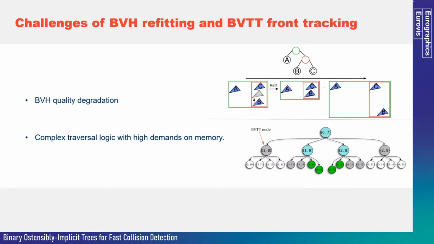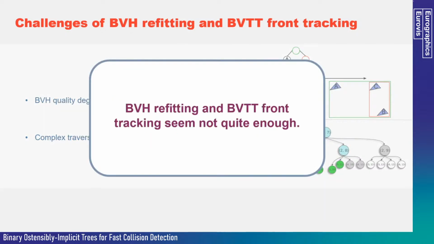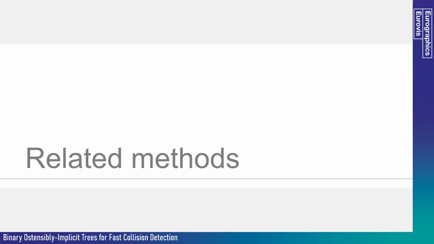While beneficial in some cases, front tracking has the potential to negatively affect performance because we then have to concern ourselves with additional memory management and synchronization. Also, the memory cost of storing the cached bounding volume test tree is another issue, especially when treating self-collisions with high-resolution meshes. Thus, refitting and front tracking seem not quite enough for parallel collision detection on GPUs. For a moment, let us look at how others have tackled this problem.